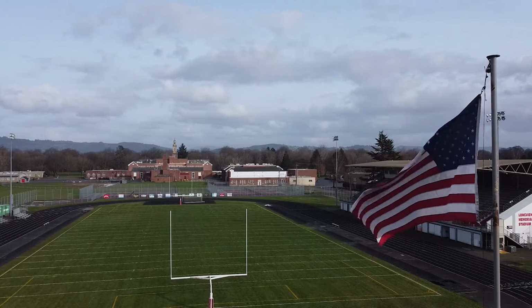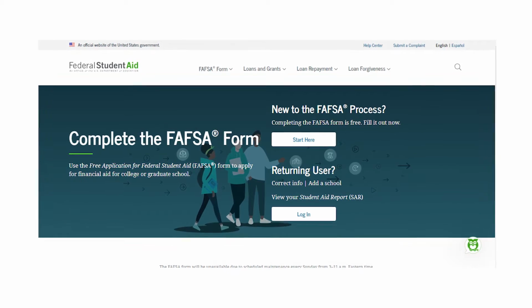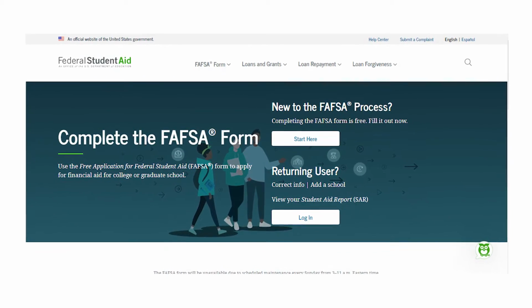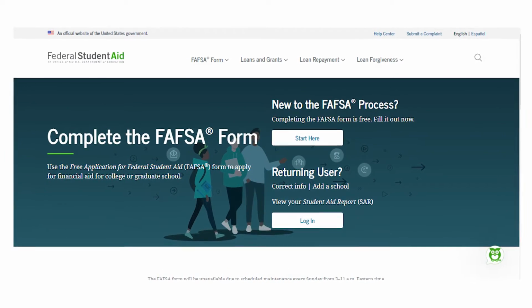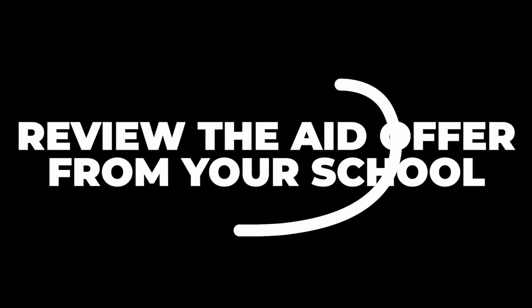In the United States, almost all schools use the FAFSA to issue need-based aid to students. Even if you don't plan on taking out student loans, you should be completing the FAFSA. You may learn that you qualify for grants or extra scholarships from your school of choice based on your financial status. Next, let's discuss reviewing the aid offer from your school.